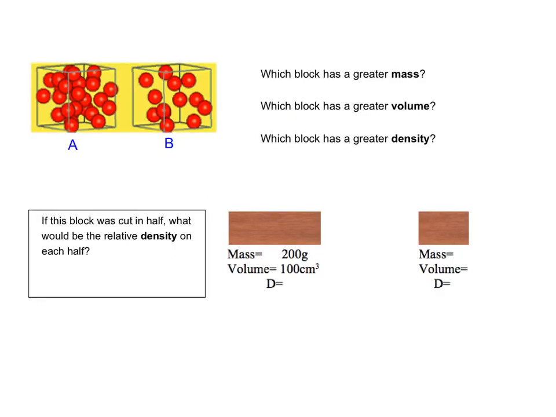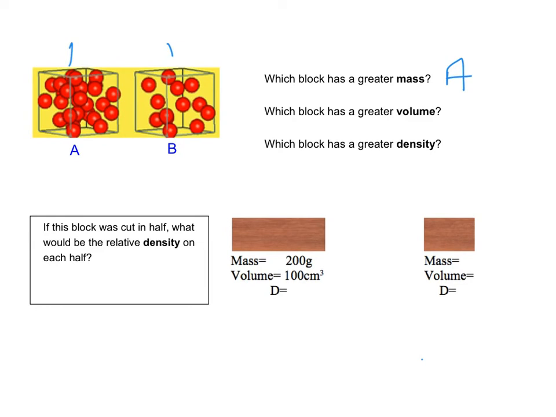So let's think through some conceptual ideas about density before we do some math. Up here I've got two boxes, box A and box B, and I've got some red balls in there. That's all I know. The question is, which block has a greater mass? Well, I would choose block A since it has more of those red balls in there than B. But which one has a greater volume? Let's look. The size of these boxes looks very much the same. Since they're the same, that means the volume is the same.